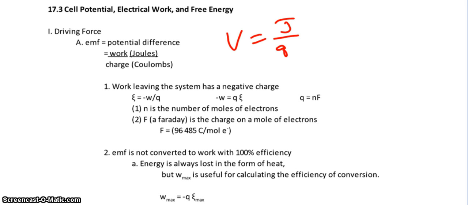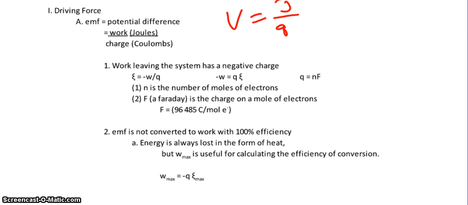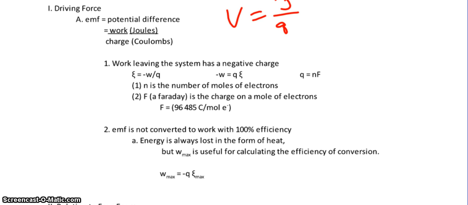So you see we're going to be using those numbers. You don't have to memorize them, but it's kind of handy if you do. So if we were to actually use this cell potential, the EMF, not all of it is going to be converted to work. Some of it is going to be lost due to heat, maybe friction. But the maximum amount of work is very useful for calculating efficiency of conversion. And so we can say the maximum work is negative q times the maximum potential.